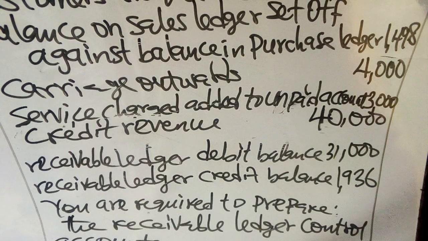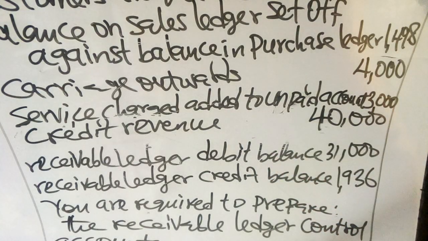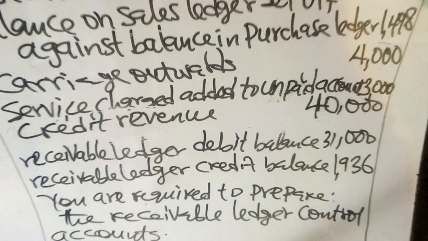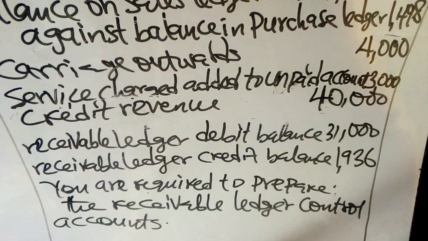Then service charge added to unpaid account. You charge the customer for your service. When you charge the customer for service, the customer debt increases. So you debit that, then credit revenue. That means you sell goods to customers on credit, which will also lead to an increase in the customer's debt. So you debit it.